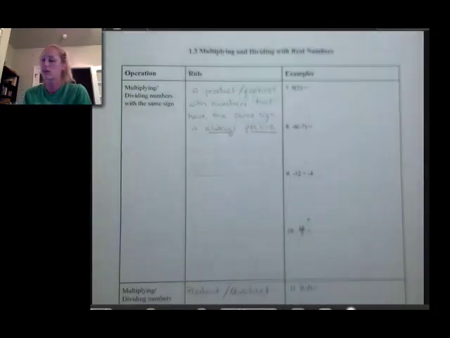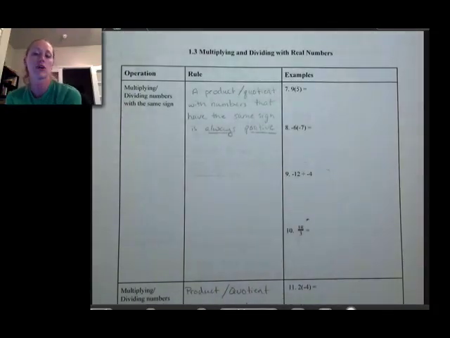Hey guys, we're going to continue with Module 1. In this video, I'm going to go through the notes and examples for 1.3, and we're going to be multiplying and dividing with real numbers, including our integer operations and our fraction operations.